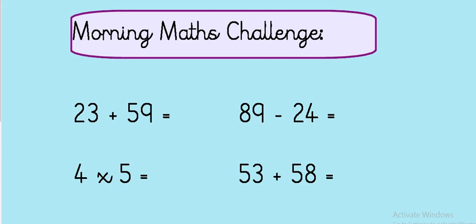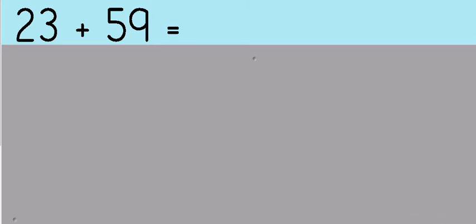Okay, we've got 4 questions here for our morning maths challenge. Have a look and see how you get on and then come back and check your answers. Okay, so the first question was 23 add 59 equals something. That was a really tricky one, wasn't it? The first thing we need to do is split up that smaller number so I know how many tens and ones it's got in it.